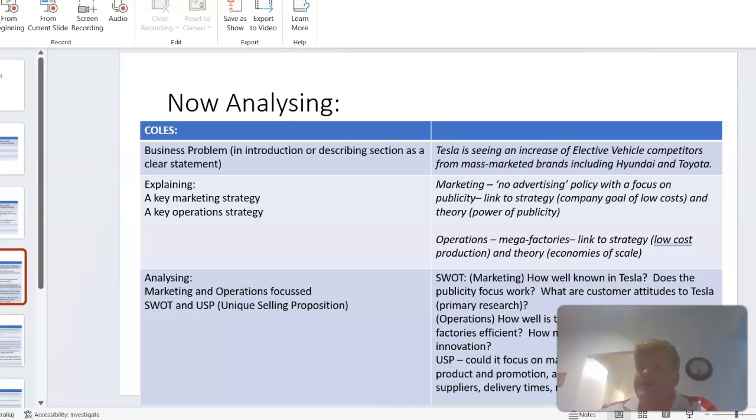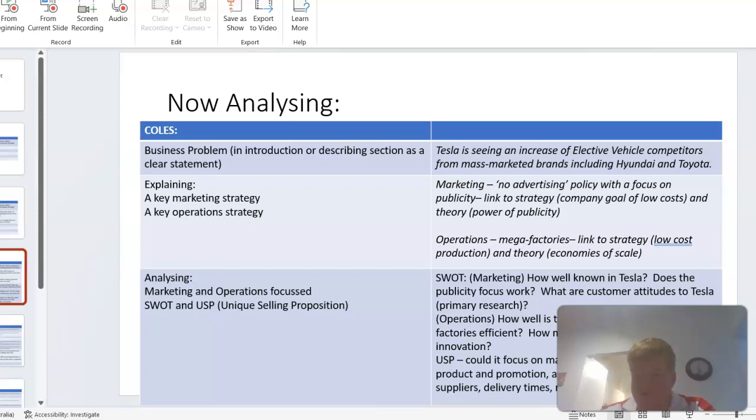For example, I'm not sure anyone is doing Optus, but if you are, you might mention the outage that happened a couple of weeks ago, where Optus was off the air for a number of hours. So you're looking for opportunities to talk about marketing and operations in that place. As an example, in SWOT, the marketing bottom, how well known is Tesla?